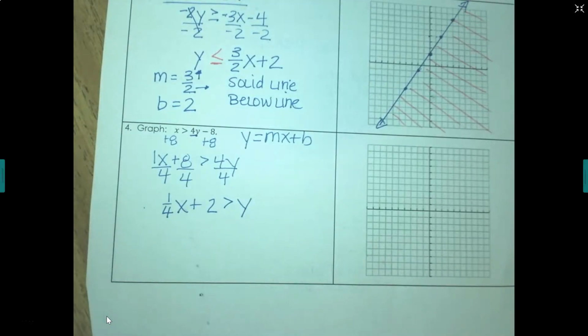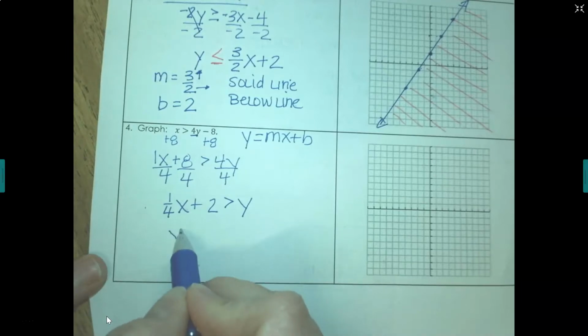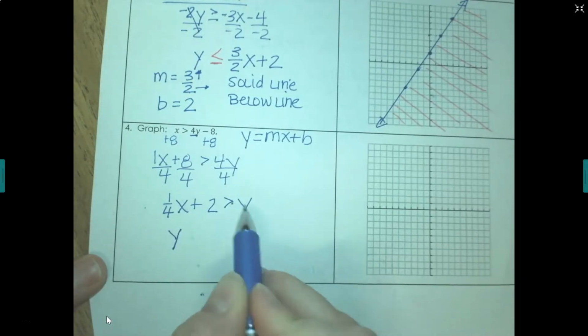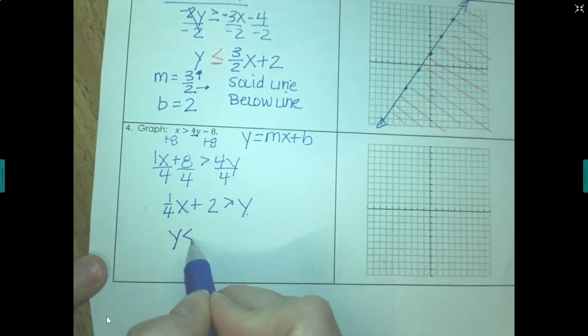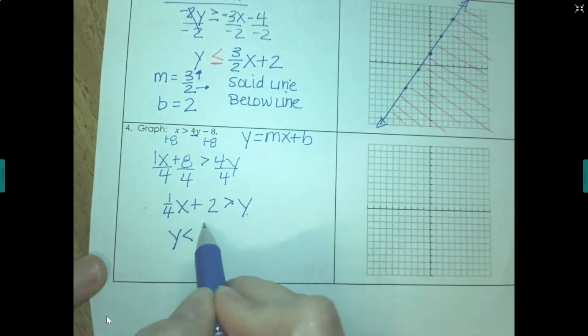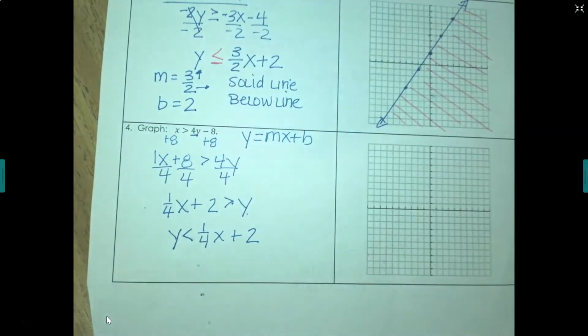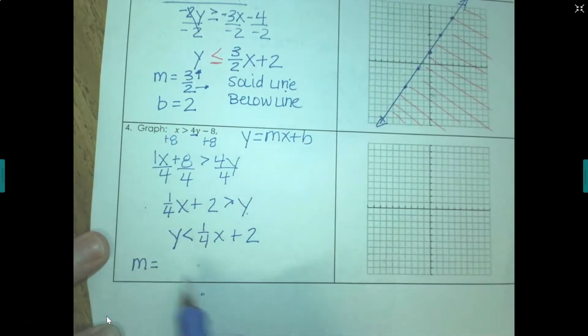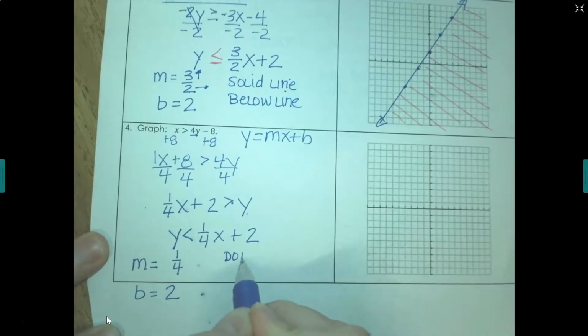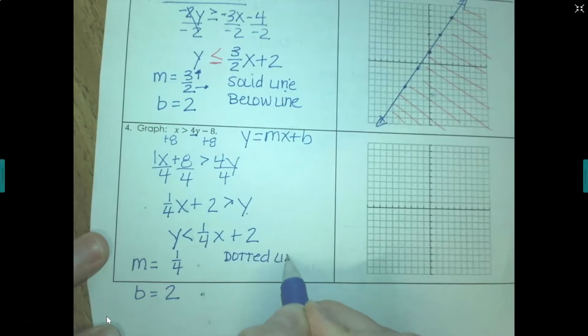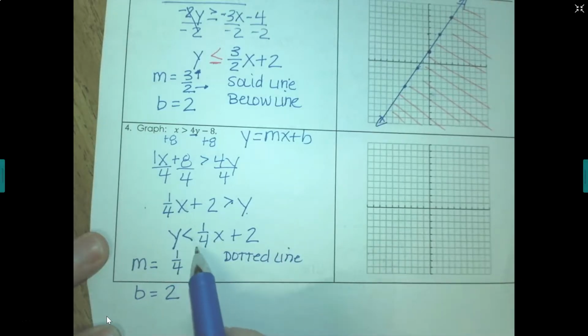I'm going to turn this around to make it a little bit easier. I'm going to have it start with y because you guys tend to do better when it's that way. See how the small side is pointing to the y? Make sure it's still pointing towards the y. And then we have 1/4 x plus 2. Okay, so my slope here is 1/4. My y-intercept is 2. I do not have an equal to sign on there, so I have a dotted line. And it says less than, so that means I'm going to shade below.